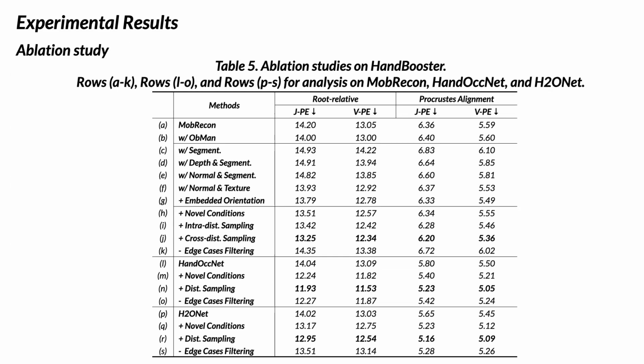Here we conduct detailed ablation studies. Comparing rows A B and A G, training with the rendering-based data brings limited improvement, while our HandBooster boosts the performance by a large margin. Comparing rows C to F, using the normal and texture maps is better than other 2D representations. Comparing rows H to K, L to O, and P to S, we can see that all our major components are effective for different baselines.